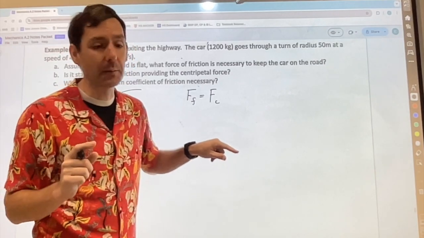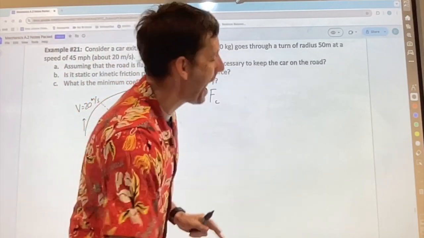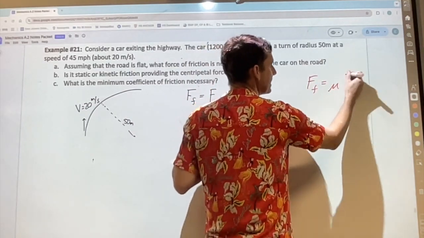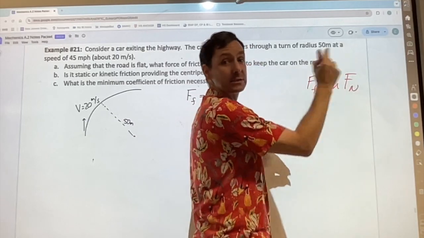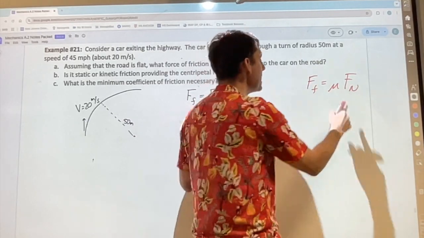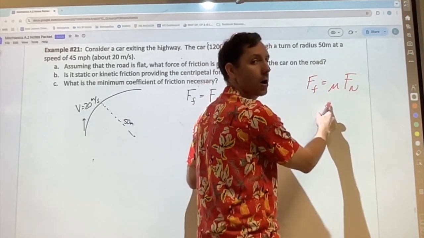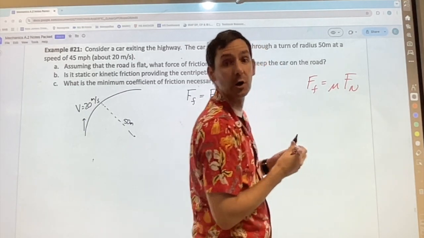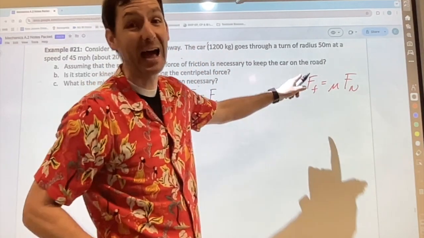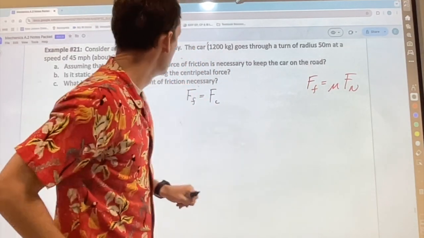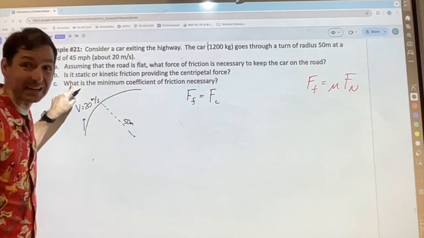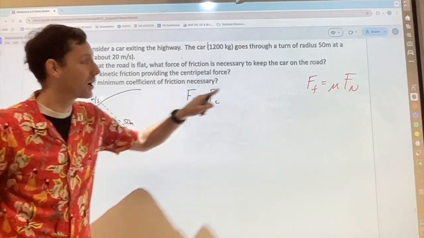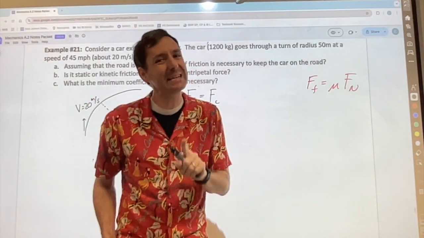Okay? Now I know that some of you are thinking, I know that force of friction is equal to coefficient times the normal force. I can get the normal force because the normal force is equal to the force of gravity, and then I don't know the coefficient of friction. You're right, you don't know the coefficient of friction, so we can't use that yet. Okay? Notice that the last question, C, does ask what is the minimum coefficient of friction. So we are going to find that. We are going to use that, but we can't use it now.